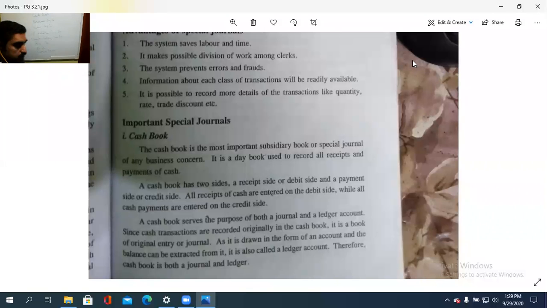So, see, these are the special journals or subdivision of journals. Cash book is there, all the cash transactions, whether the receipt and payment of cash, that is to be coming there. All the purchases except cash. So, credit purchases all coming in purchases day book. Credit sales all coming in sales day book.